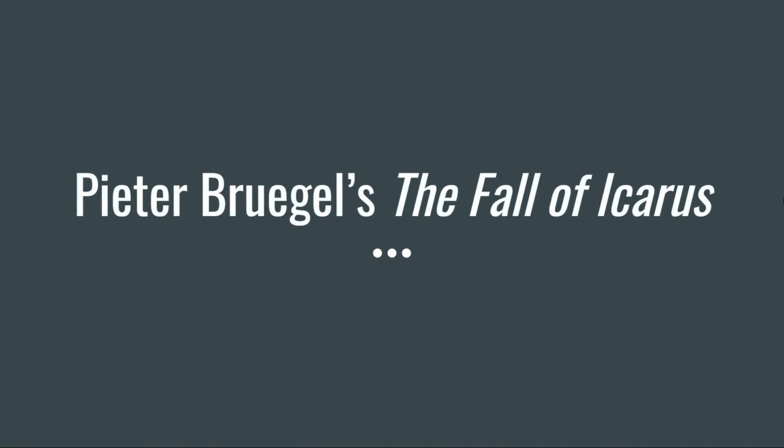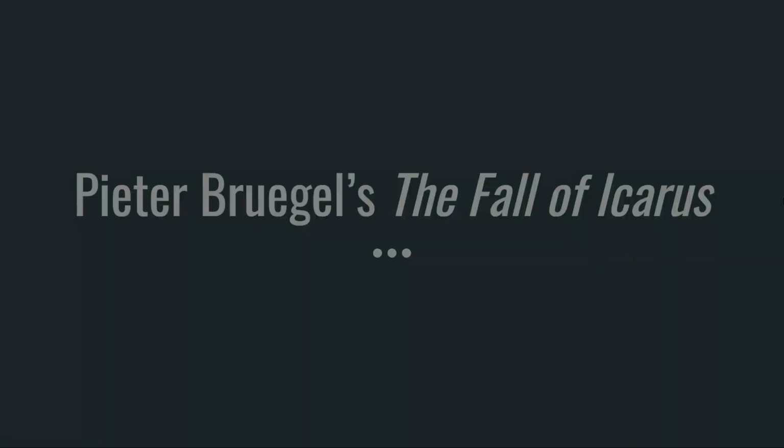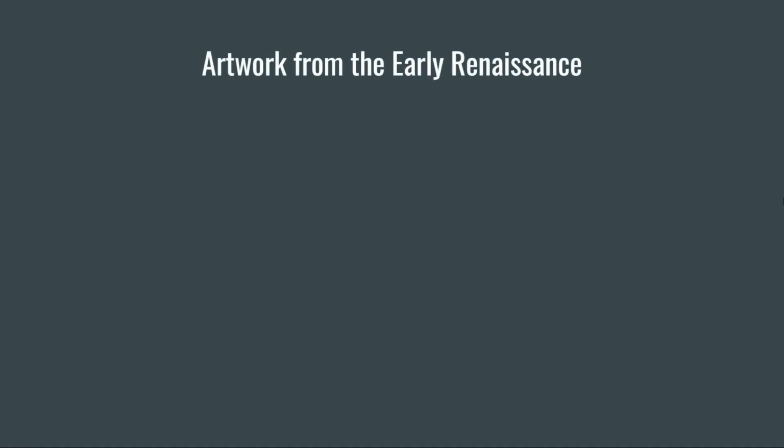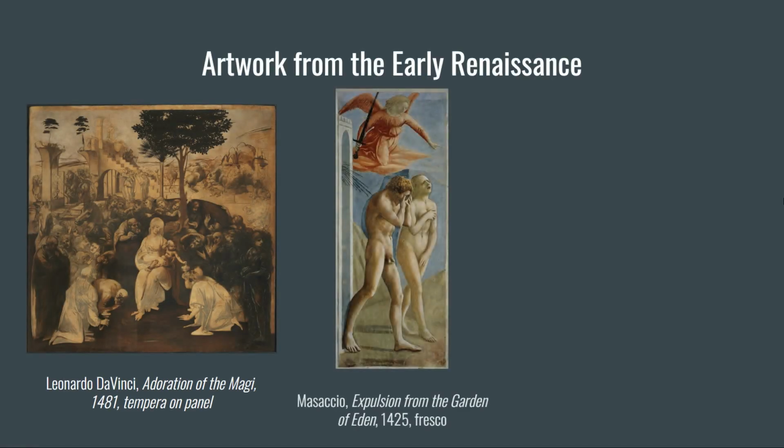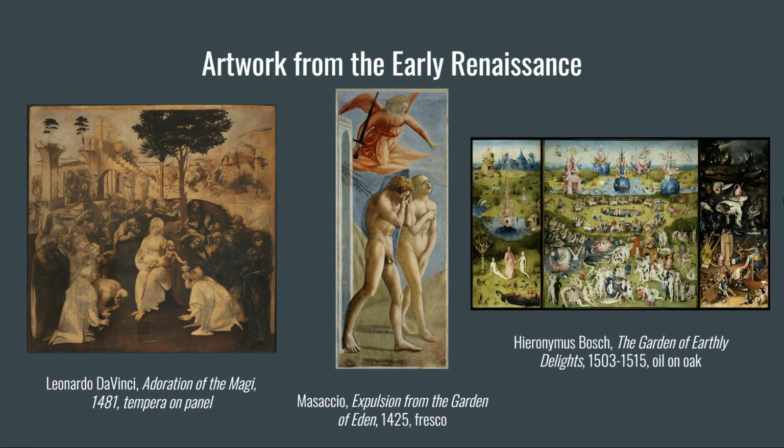Hello, my name is Jason, and today we're going to be talking about Peter Bruegel's work, The Fall of Icarus. Now, throughout the 1500s, most paintings depicted intense religious scenes, such as the ones here: Adoration of the Magi, Expulsion from the Garden, and the Garden of Earthly Delights.